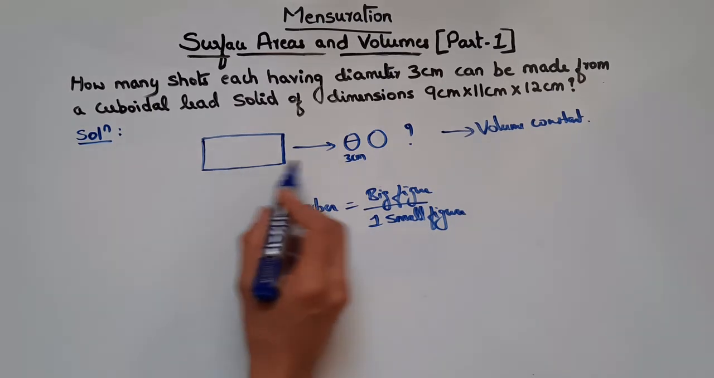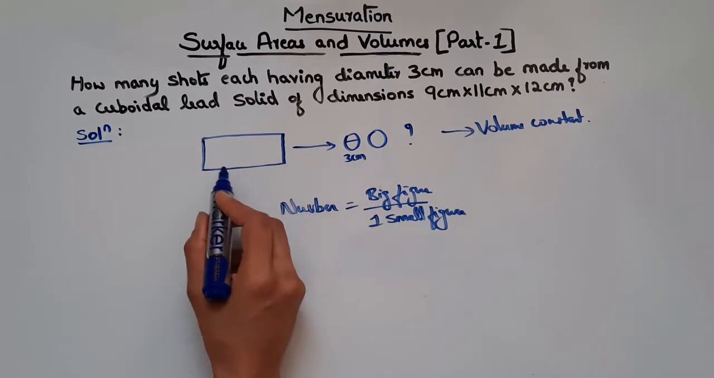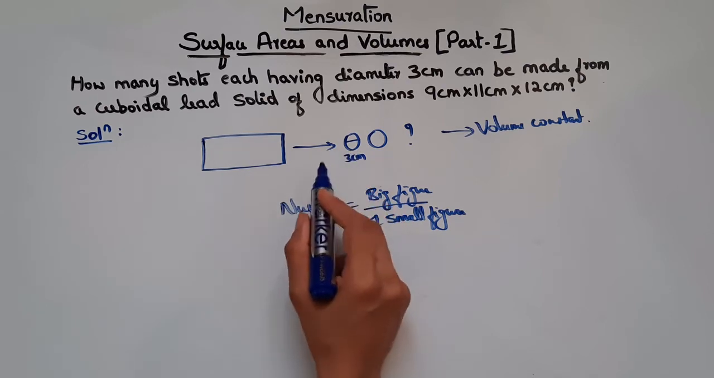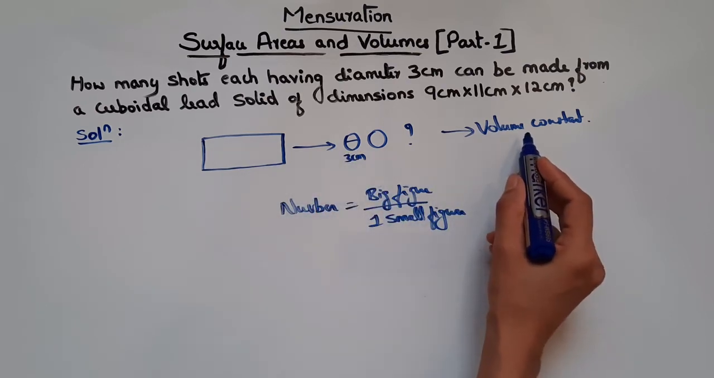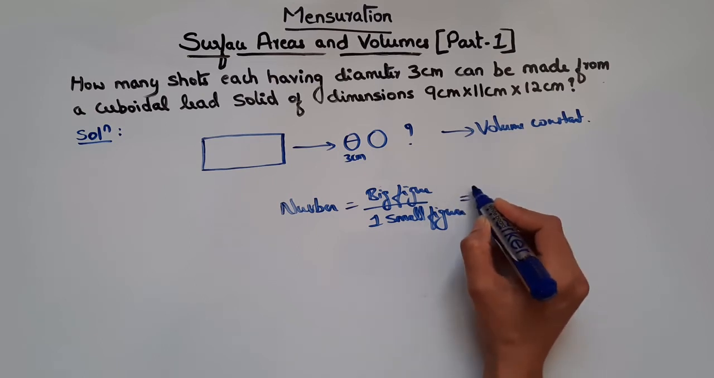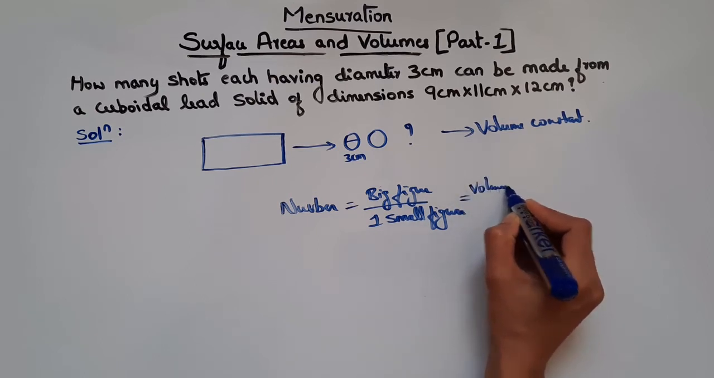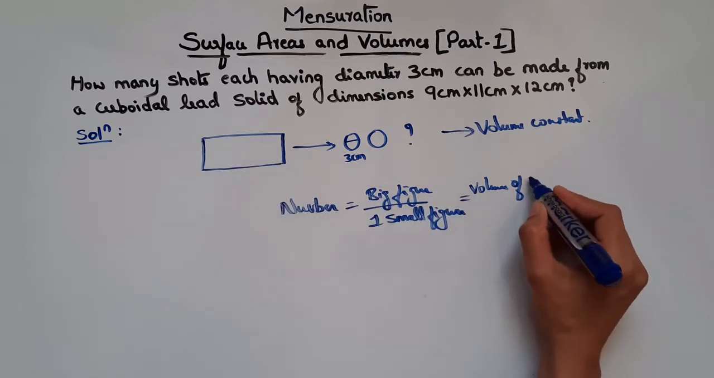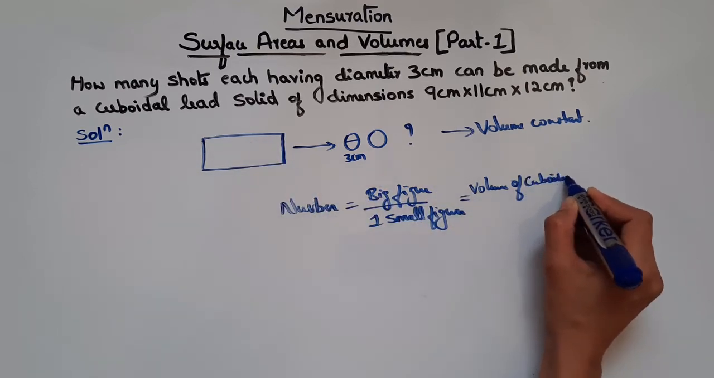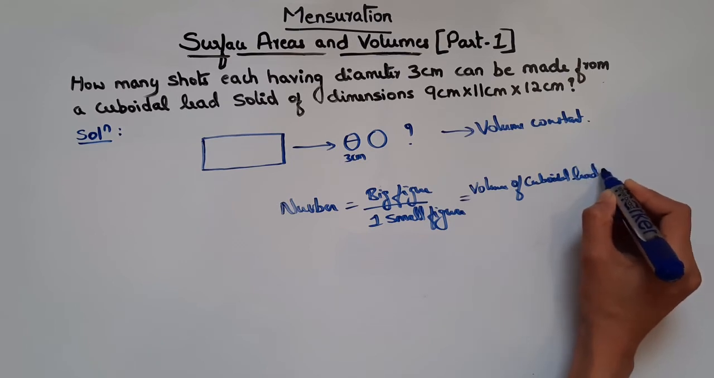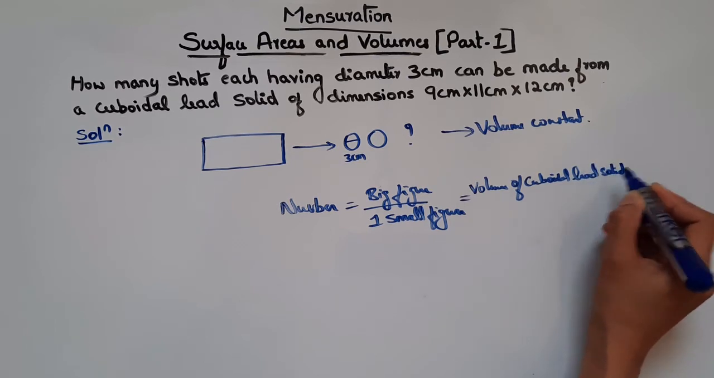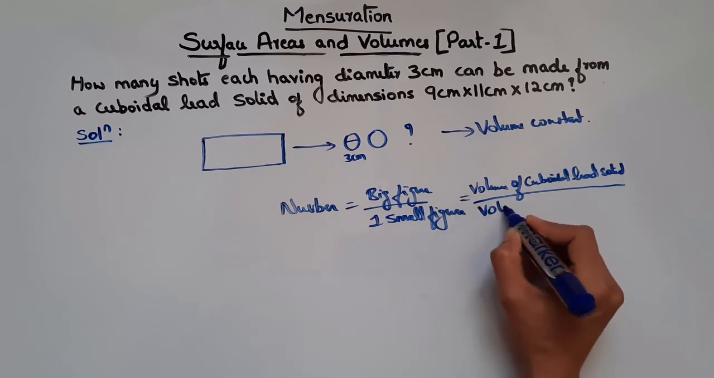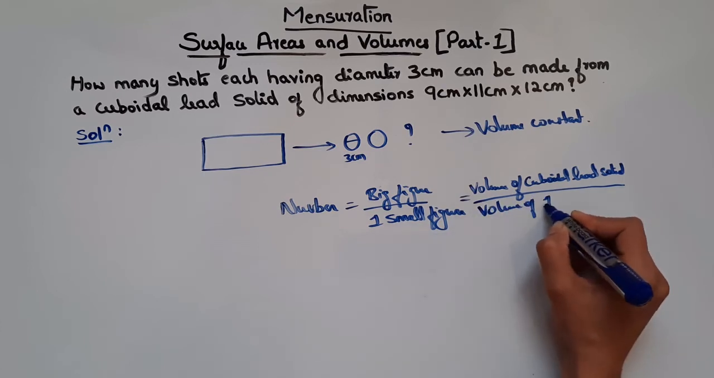So here we have two figures. Here the big figure is the cuboidal lead solid and the small figure is the shot. As I said, the volume remains constant. You can write this equation as the volume of the big figure, so this volume, that is, the cuboidal lead solid, by the volume of one shot.